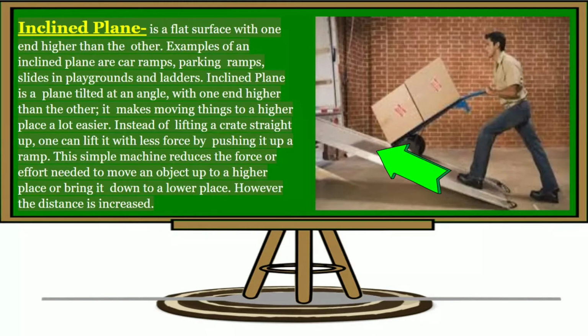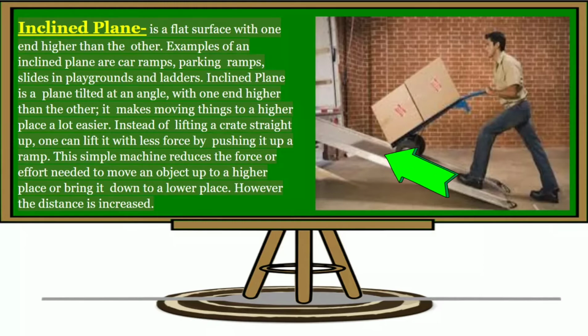Inclined plane is a flat surface with one end higher than the other. Examples of an inclined plane are car ramps, parking ramps, slides in playgrounds, and ladders. Inclined plane is a plane tilted at an angle with one end higher than the other. It makes moving things to a higher place a lot easier. Instead of lifting a crate straight up, one can lift it with less force by pushing it up a ramp.